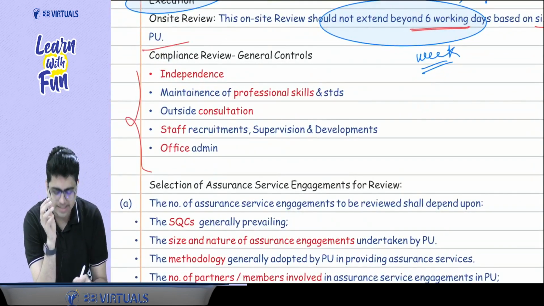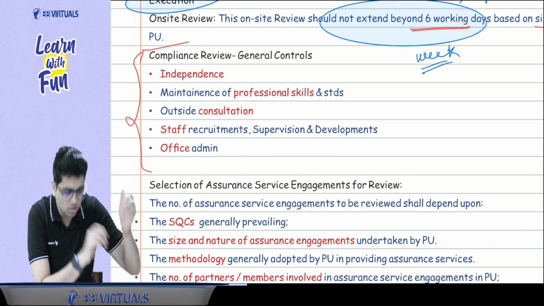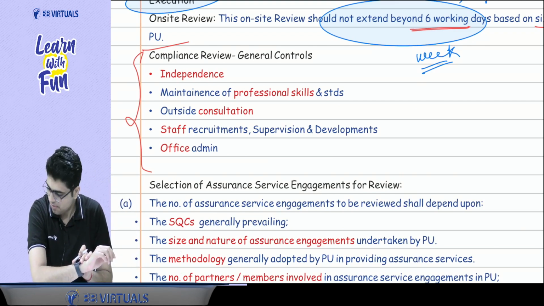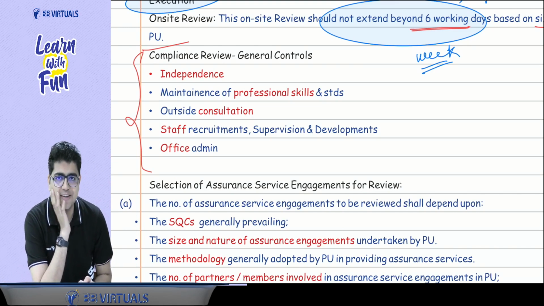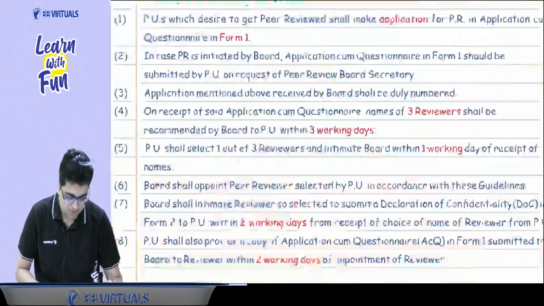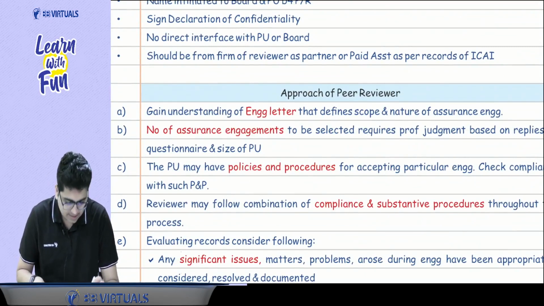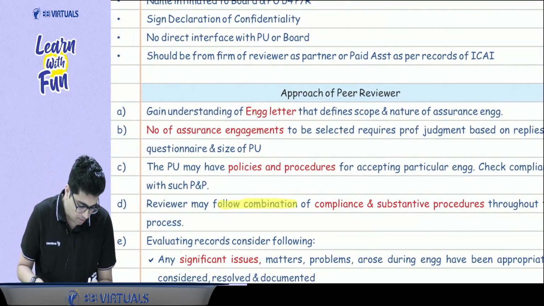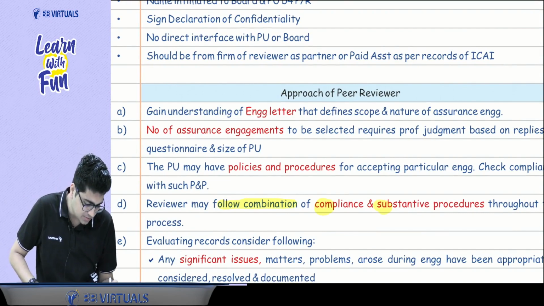Now there is one miscellaneous question which ICAI can ask you for 5 marks. When the peer reviewer goes and visits the practicing unit, he has to perform compliance and substantive procedure. Did I tell you this thing? Please tell me yes or no. Yes, sir. He shall perform a combination, a combo of compliance and substantive procedure.